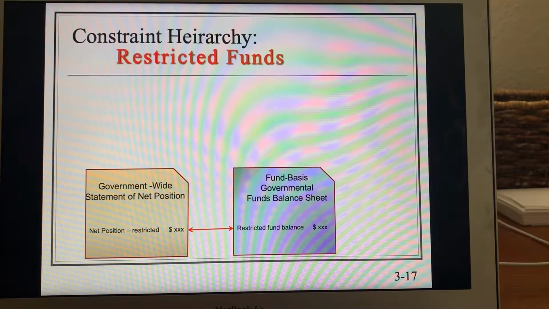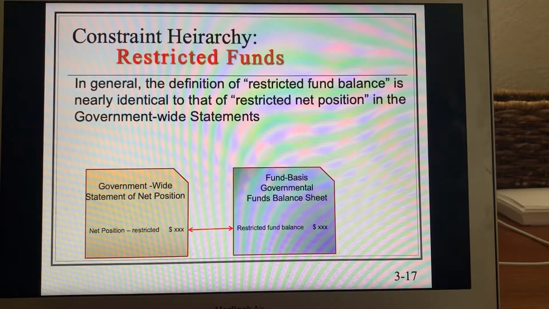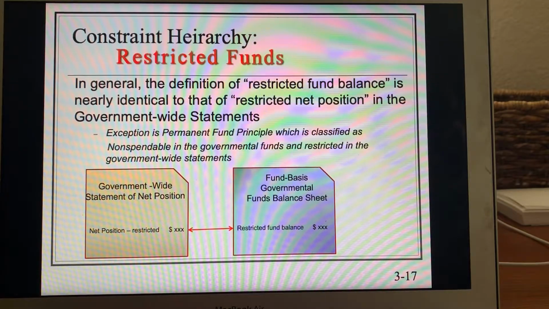Restricted funds, government-wide statement of net position restricted, fund basis, governmental funds balance sheet, restricted fund balance. In general, the definition of restricted fund balance is nearly identical to that of restricted net position in the government-wide statements. The exception is permanent fund principal, which is classified as nonspendable in the governmental funds and restricted in the government-wide statements.